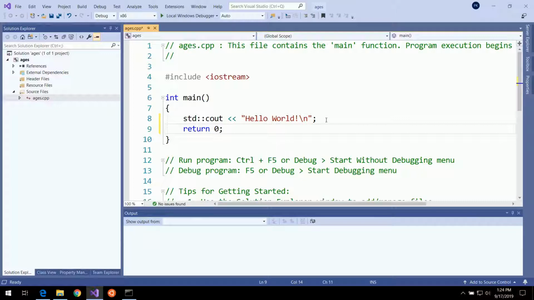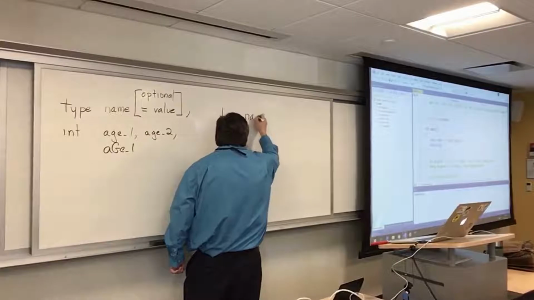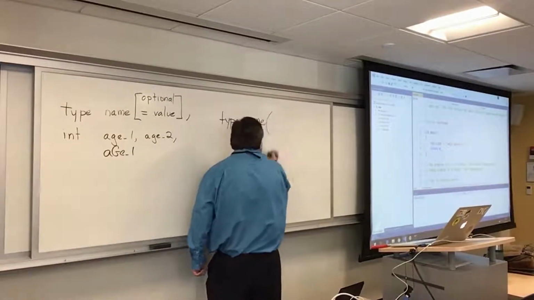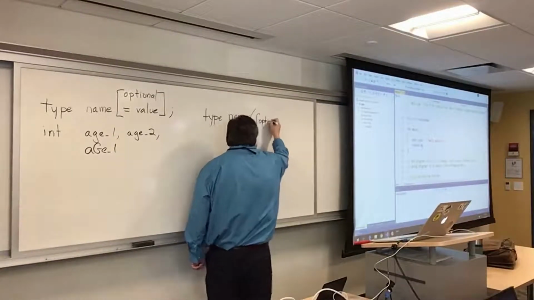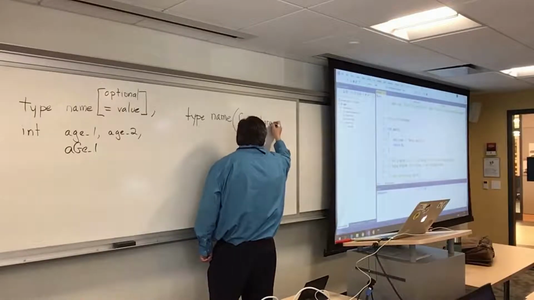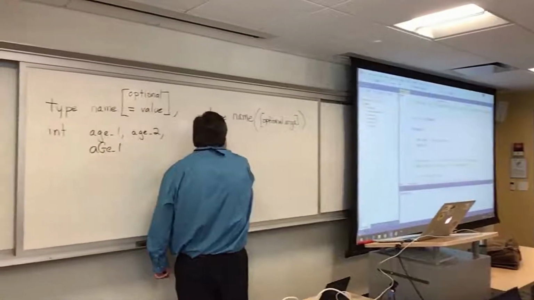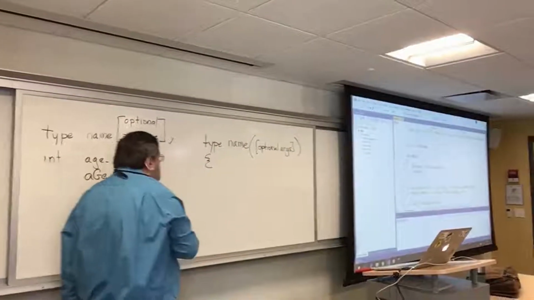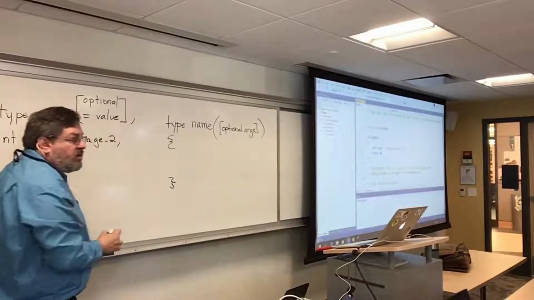So do you remember all variable declarations look like this? Type, name, with an optional value. Well, all functions are declared with type, name, parenthesis, left parenthesis. This part is optional. Close parenthesis, and then a starting brace. And the starting brace must, of course, be balanced with an ending brace.